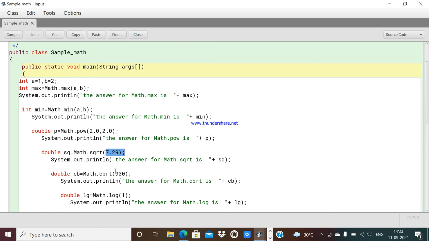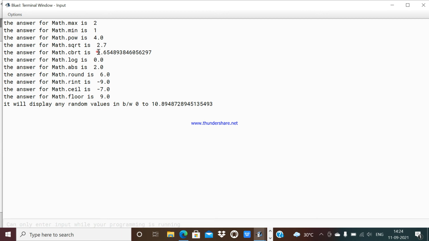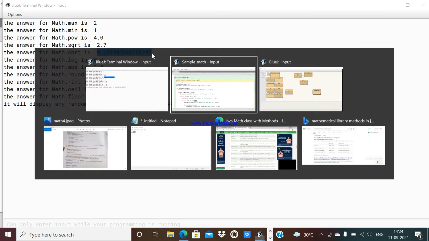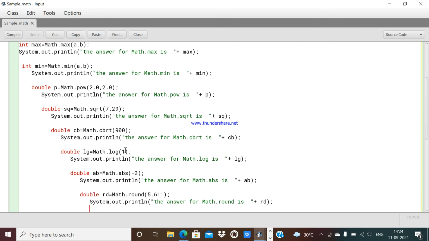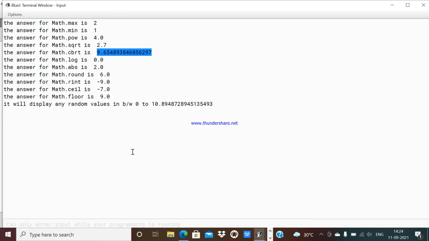And here we find out the cube root of 900, and the cube root of 900 is coming as 9.6, and this number is coming. Then we found the logarithm, the log value of 1. So the log value of 1 is coming as 0.0.